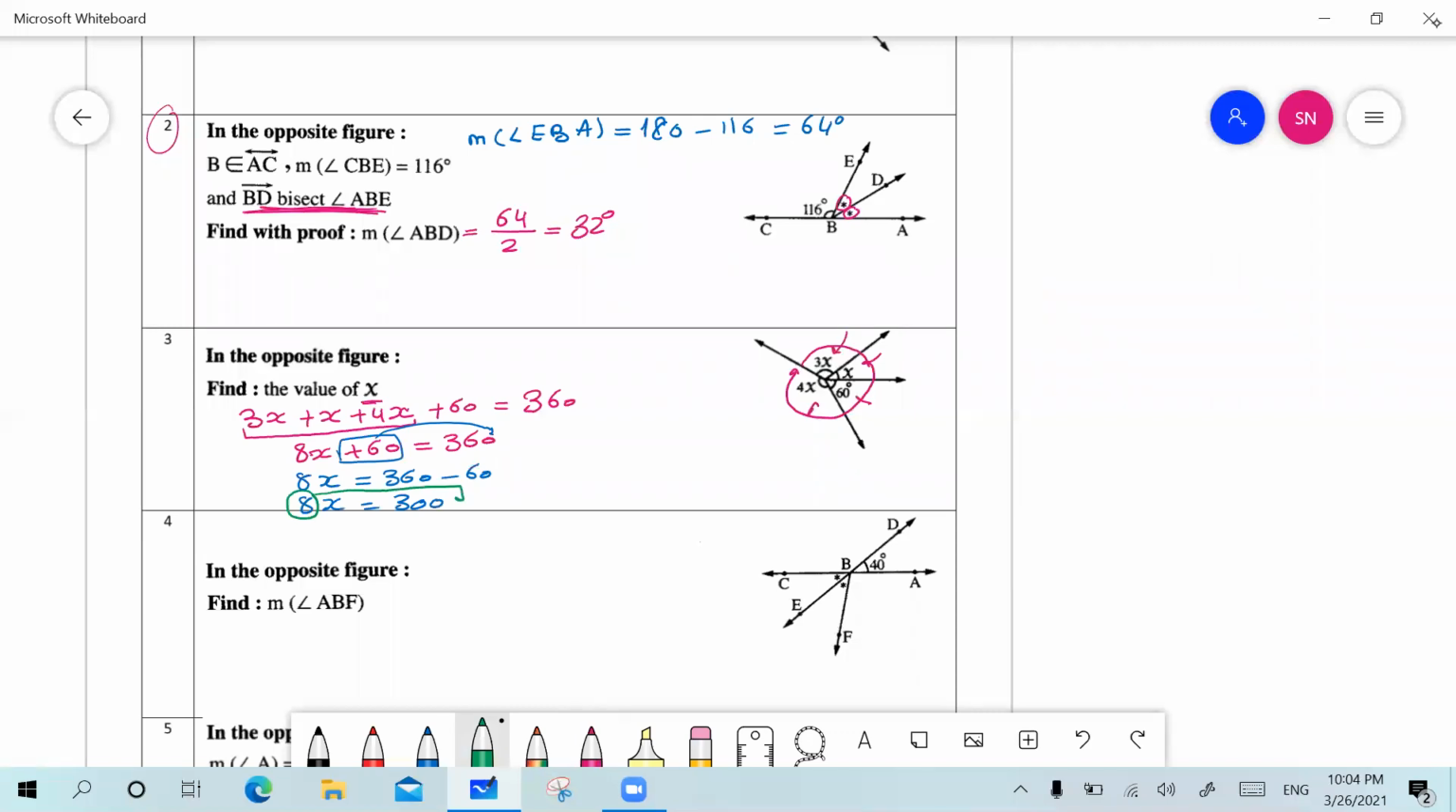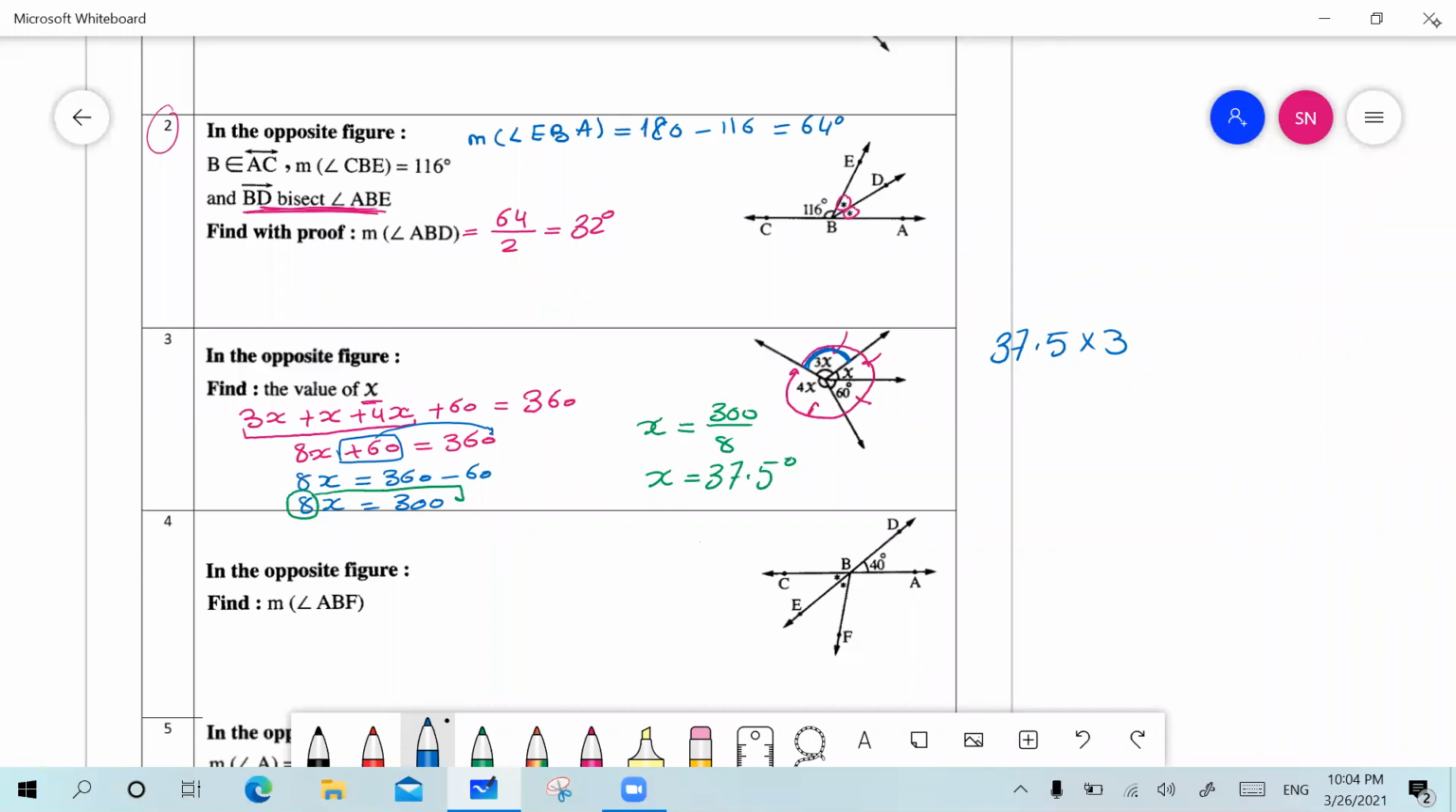I will move the 8 to the other side with the inverse. So now I have x is equal to 300 over 8. So x is equal to 37.5 degrees. Now I have a question. If I asked you to find this angle, what would it be equal to? We're going to do 37.5 times 3, which equals 112.5.